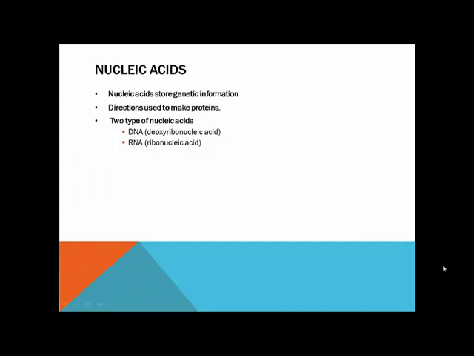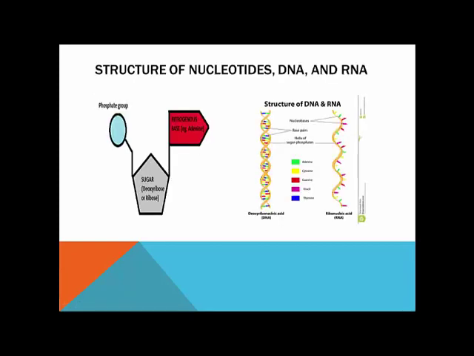Nucleic acids store genetic information and contain the directions used to make proteins. The two types of nucleic acids are DNA and RNA. Nucleotides are the building blocks of nucleic acids, and contain a phosphate group, a sugar, and a nitrogenous base.